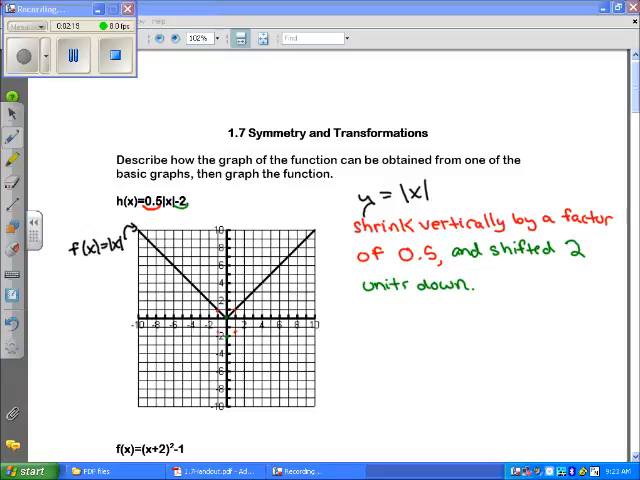Let's look at one more point. Let's look at 2. If we go over 2, we're going to go up 2 on the original graph. So in this case, we're going to go to the right 2 and go up 1 instead. The same thing on the other side. And that gives us a rough sketch of our graph.